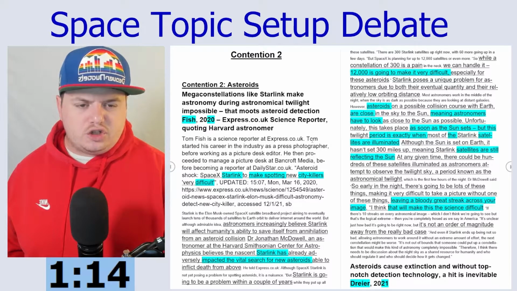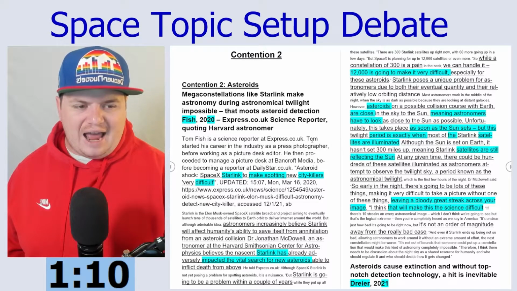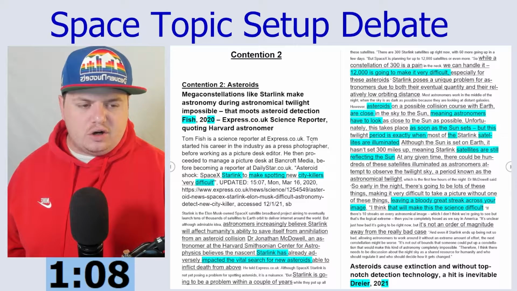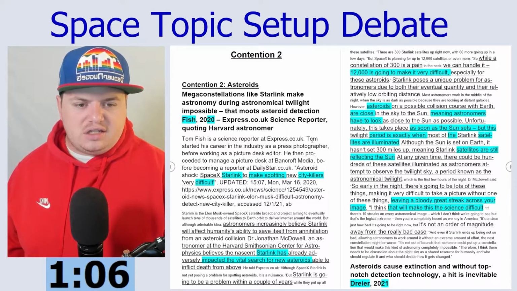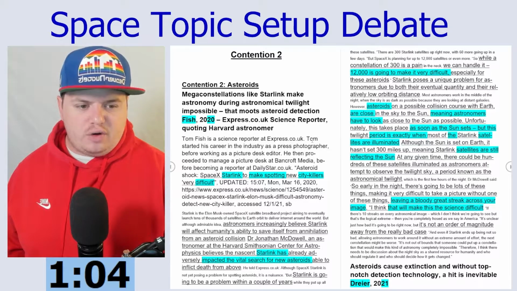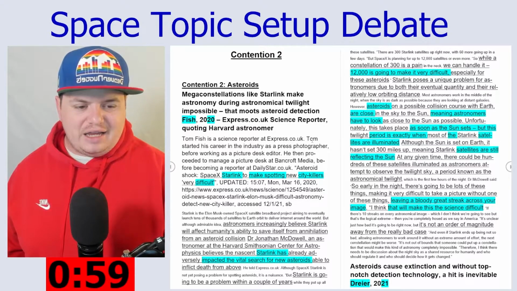Asteroids are close to the sun, meaning astronomers have to look as soon as the sun sets, but this period is exactly when the Starlink satellites are illuminated. Satellites are still reflecting the sun, leaving a bloody great streak across your image that will make this science difficult.